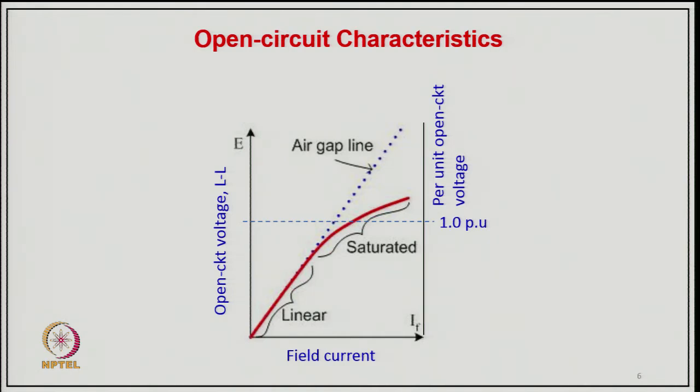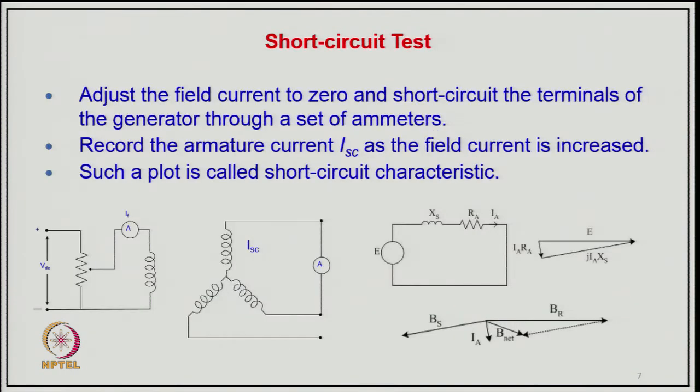Initially it is linear, and we call it the air gap line. Up to 70% of your rated voltage it is a straight line, so you can have even 2 points, one from the base and one at 70%, and you can draw a straight line. After that, it goes into saturation, typically above 70% of rated voltage. We have to get the characteristic at least about 20 to 30% higher than the rated terminal voltage.